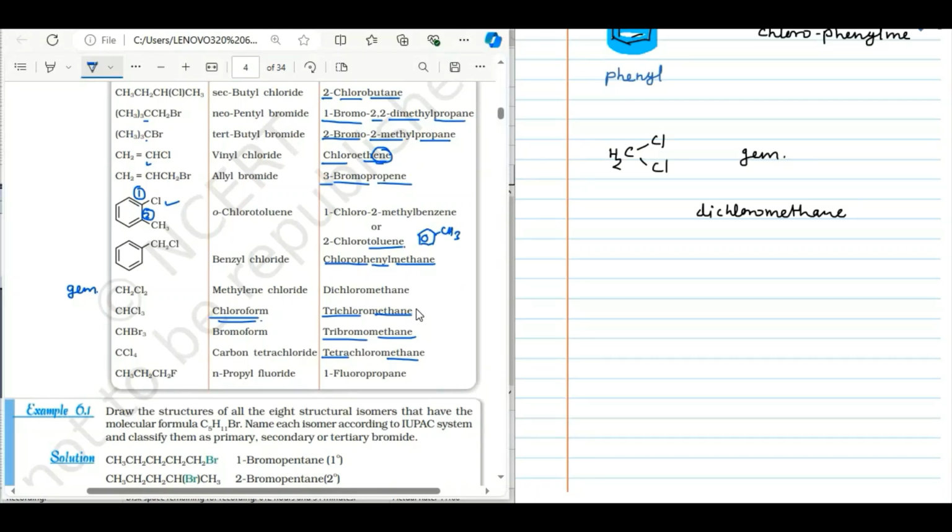Here, first of all, select the longest carbon chain. So it has a 3 carbon long chain. When you number it, fluorine will get the first number. So the name of this molecule will be 1-fluoropropane.